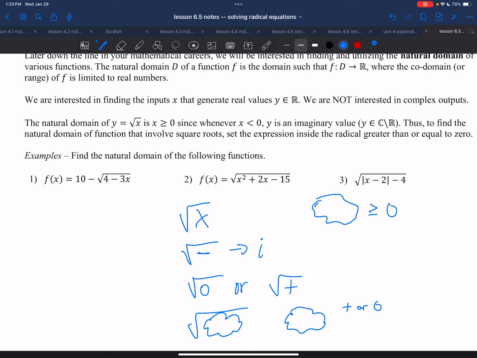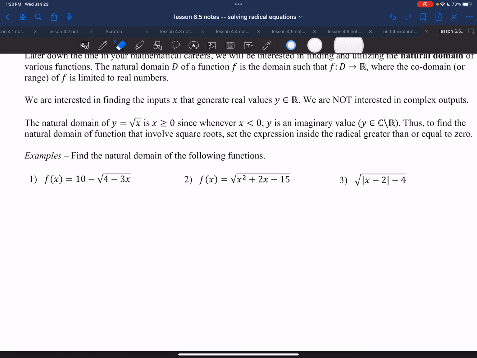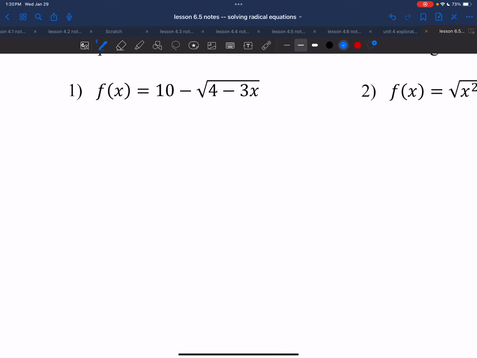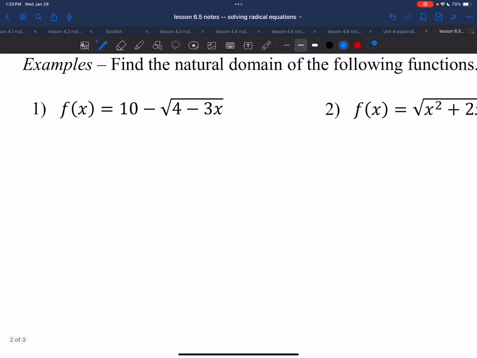When I say cloud, I'm just talking about the thing inside the square root. And I'll exemplify that with the next 3 examples. So in number 1, you have various transformations here, but only the input affects the domain. Only this expression inside the square root affects the domain. The negative on the outside and the 10 on the outside affect the range, but they do not affect the domain. So what do we do? Well, you take the inside of the square root function, 4 minus 3x, and you set it greater than or equal to 0.